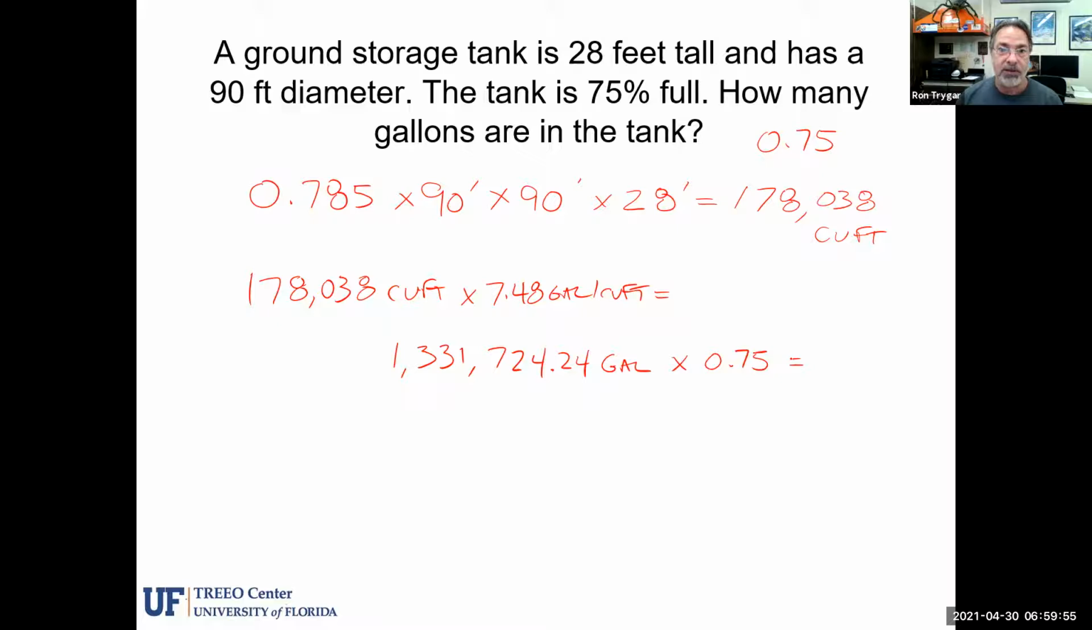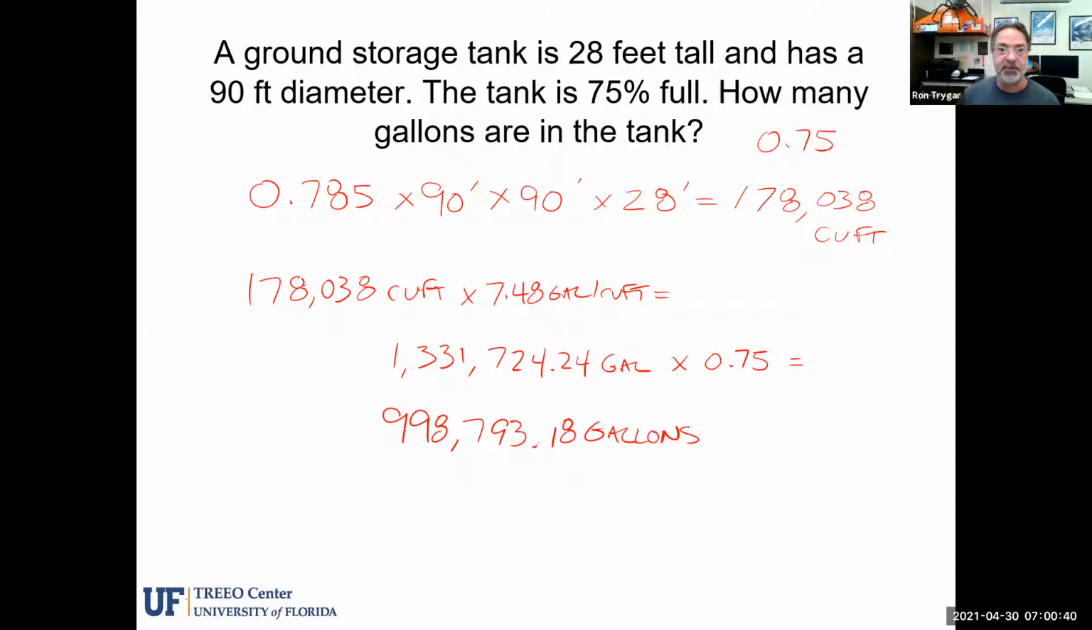And remember that we should come up with a smaller number than what we're starting with, because we're only 75% full. It's not 100% full, so it's less than a whole 100. We should come up with a smaller number on our calculator. If you come up with a larger number, it may be because you divided instead of multiplied. So don't do that. Make sure you multiply to get the right value. So we're going to multiply by 0.75, and on my calculator, I'm getting 998,793.18 gallons in this tank.